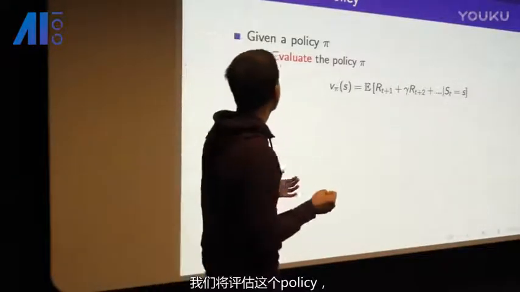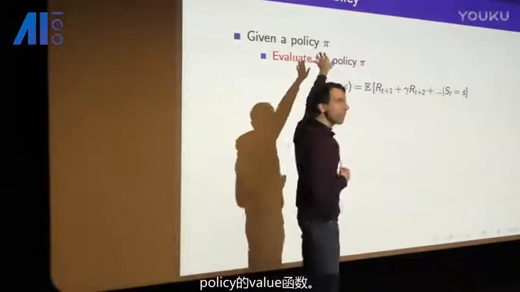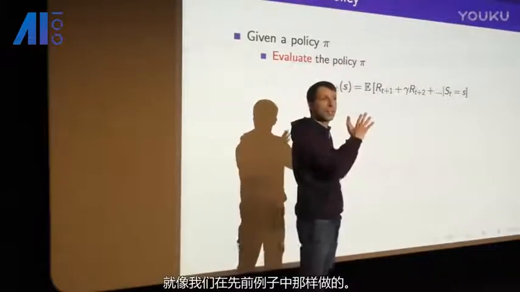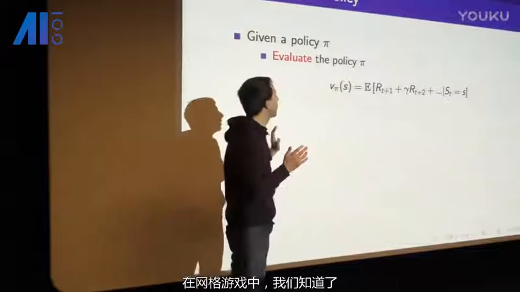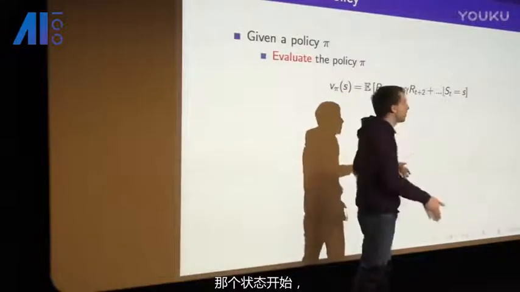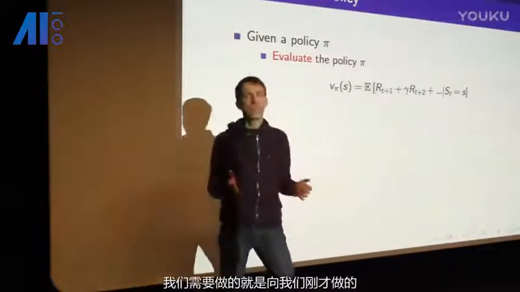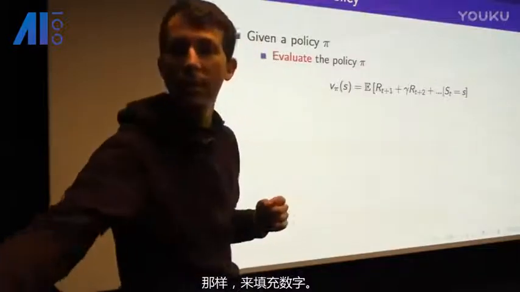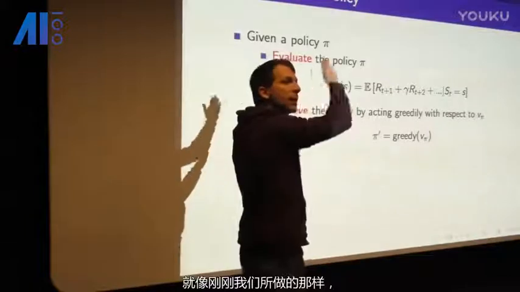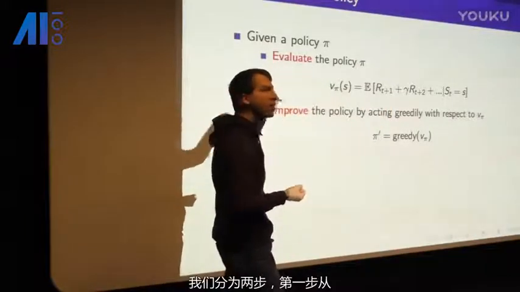First of all, we're going to evaluate that policy. We're going to figure out a value function for that policy. So if someone gave me a policy, all I need to do is compute the value function, like we just did in the previous example in the grid world, which tells us how much reward we're going to get in expectation, like what's the average path length until I hit that grey state from any start state. So it's just filling out those numbers like we just did. And then we improve the policy, just like we did on the right-hand column, by acting greedily with respect to our value function. So we just need these 2 steps.